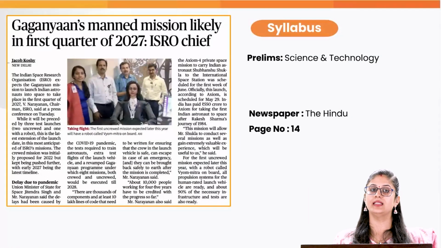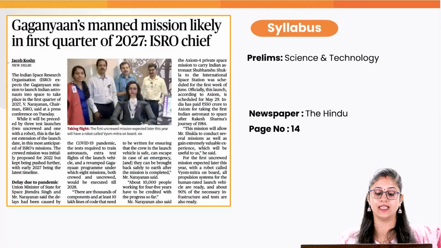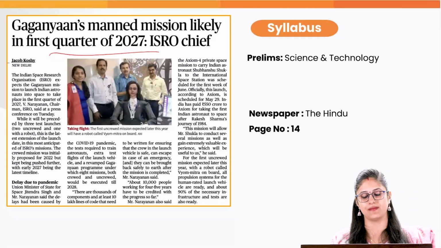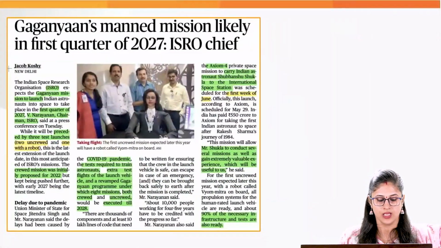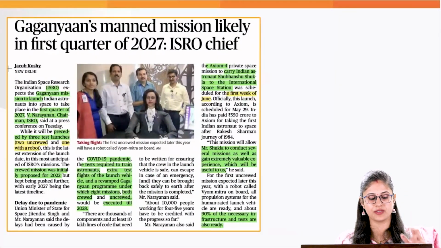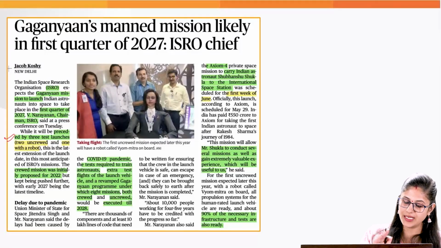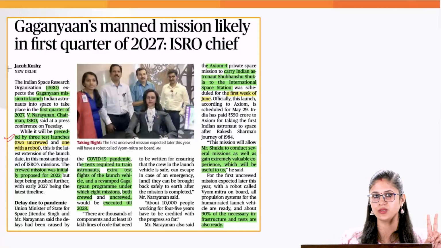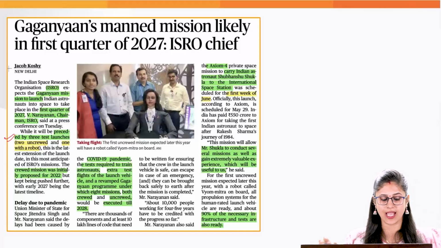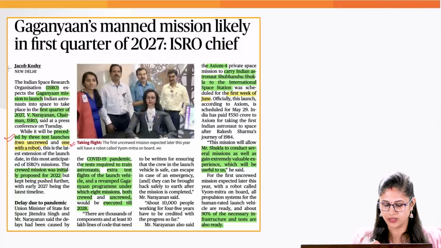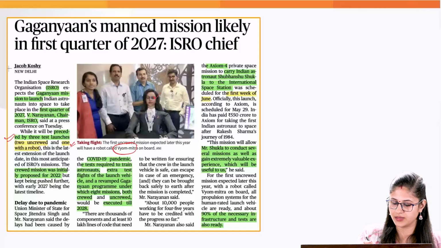Now, recently the ISRO chief has stated that the Gaganyaan manned mission would likely be launched in the first quarter of 2027. This particular topic is relevant from a science and technology section. But before that, the ISRO chief has pointed out that we will be carrying out 3 test launches. 2 would be uncrewed, that means there would be no man in that launch, and 1 would be done with the robot. Robot is basically your Vyom Mitra.